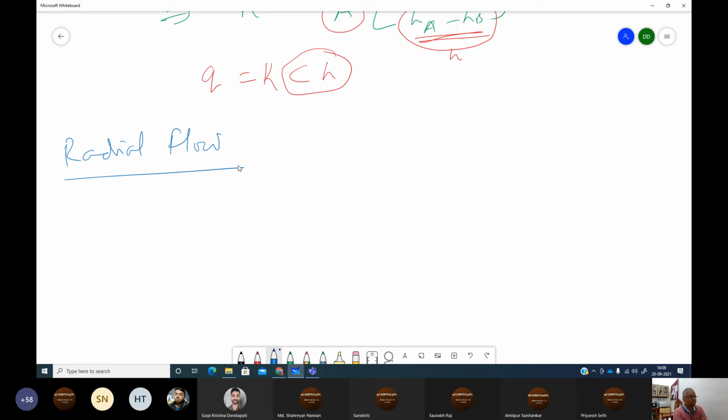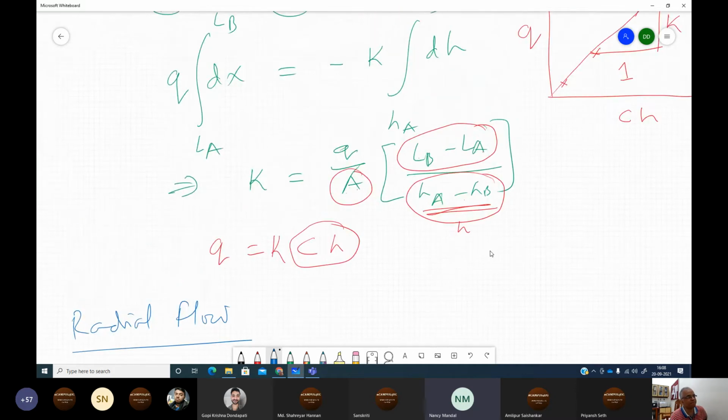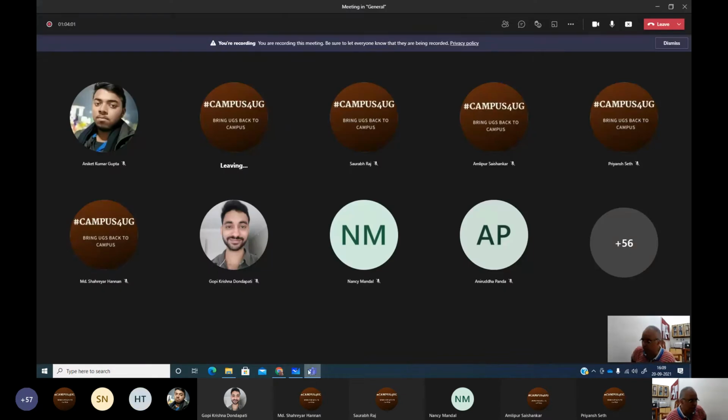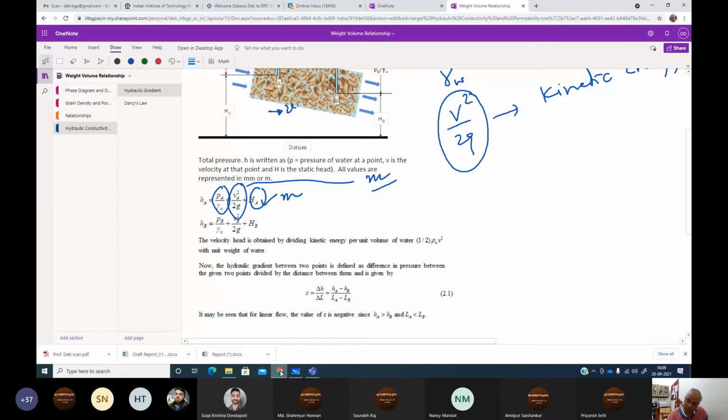Sir, this LA and LB is measured from some reference, isn't it? Let me see whether I have that figure. It's not there. Do you have the book with you? Then I can tell you which page. I'm not sure though whether you have the book. It's page number 28.